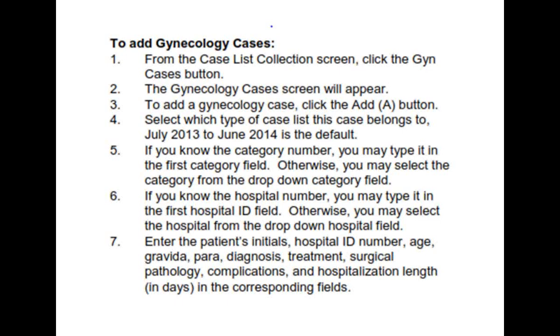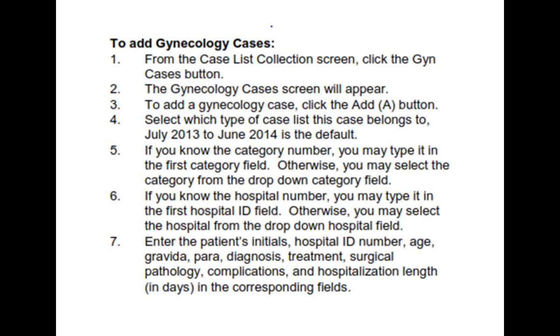This is default. If you know the category number, you may type it in the first category field. Otherwise, you may select the category drop down. See, when I put my cases in, I just went from one to the other, so I will show you how I did it. If you know the hospital ID number, you may type it in the hospital ID field. Otherwise, you may select the hospital from the drop down hospital field.